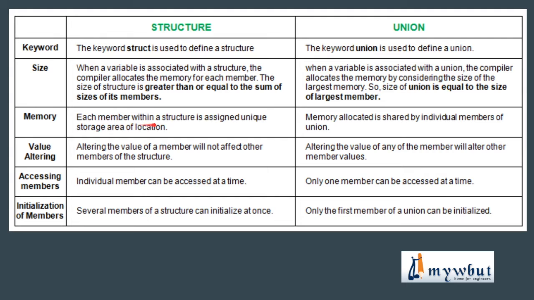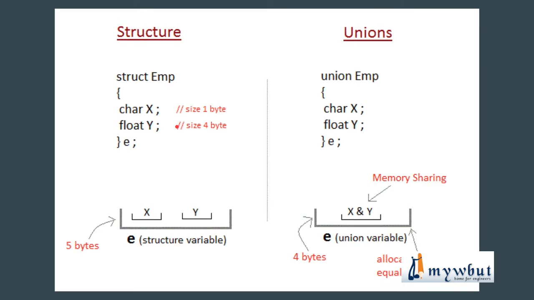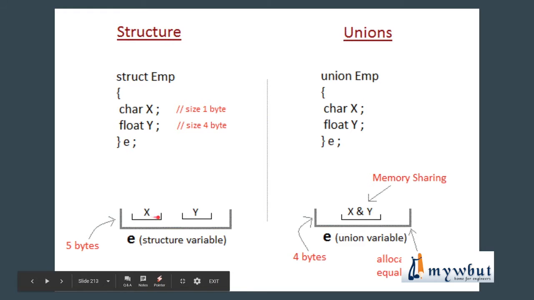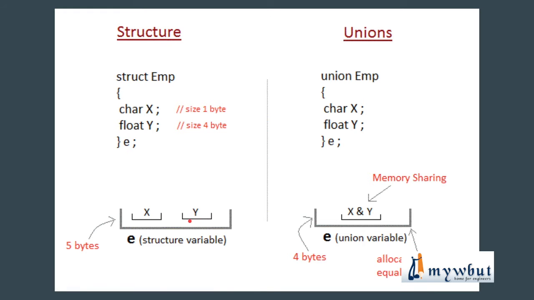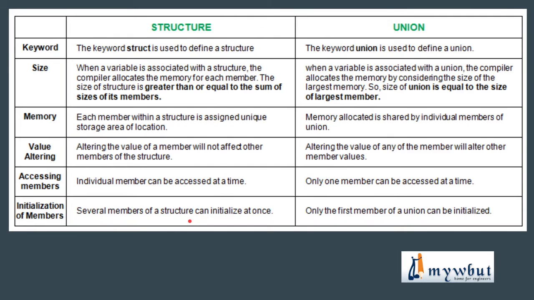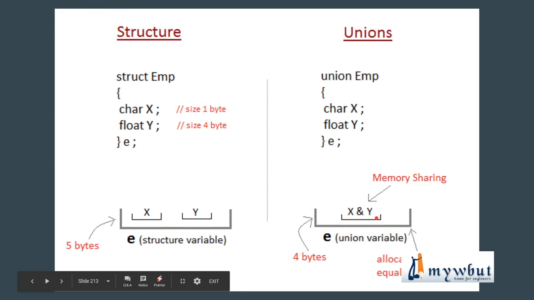Now memory. In structures, each member within a structure is assigned a unique storage area or location. That is what we saw over here. This x and this y are both allocated different spaces in memory. But in the case of a union, both are stored in the same bucket or same memory space.